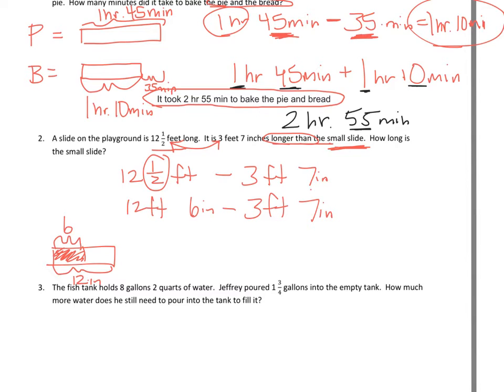So I need to subtract. I've got to take 7 from 6. And I know I can't do that. If I have 6 inches, I can't take 7 from it. So I have to actually borrow from the 12 feet.